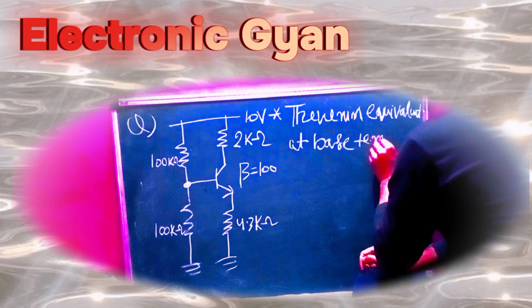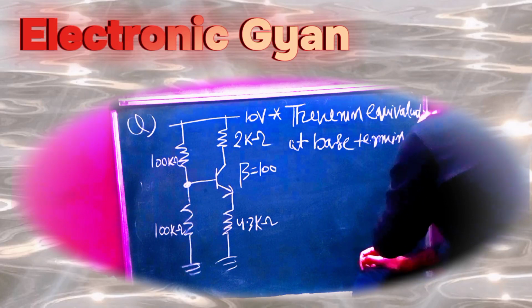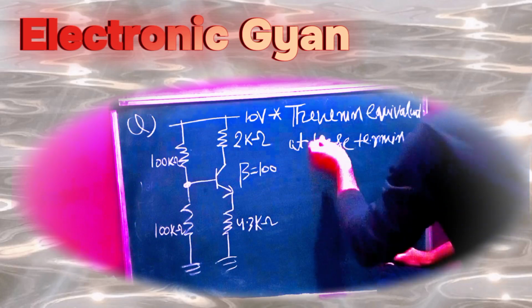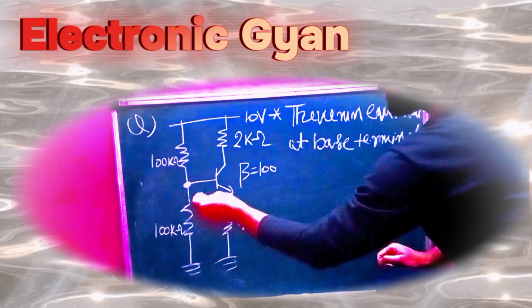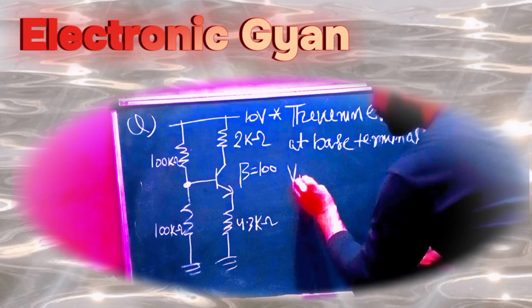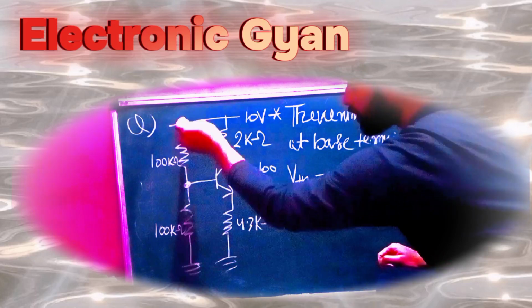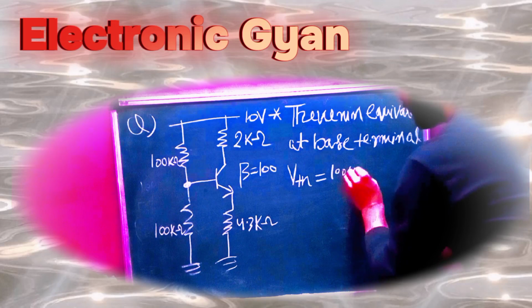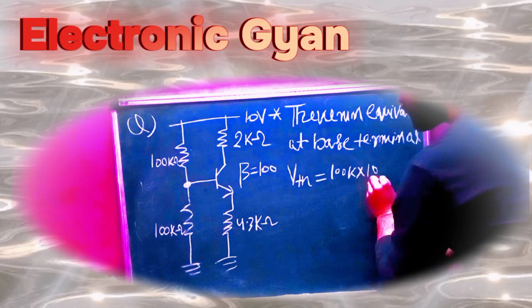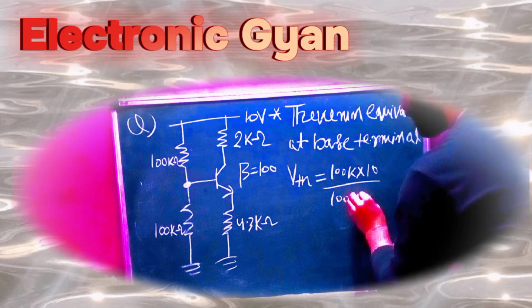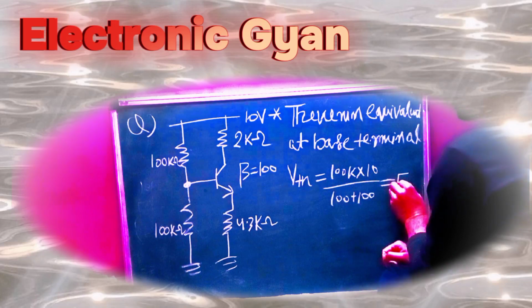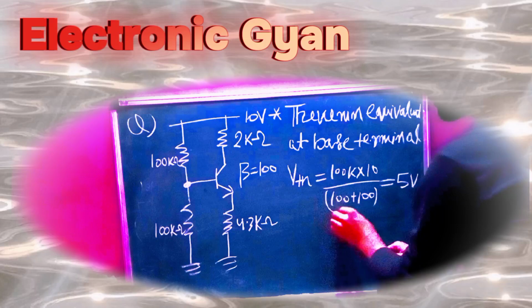Okay, we are going to apply the Thevenin equivalent at the base terminal. So what is that? If we apply the Thevenin equivalent at the base terminal, then the Thevenin voltage will be equal to how much? VTH is equal to, apply the voltage division rule across the 100 kilo ohm: 100k into the supply voltage 10 divided by 100 plus 100. It will come to 5 volt.